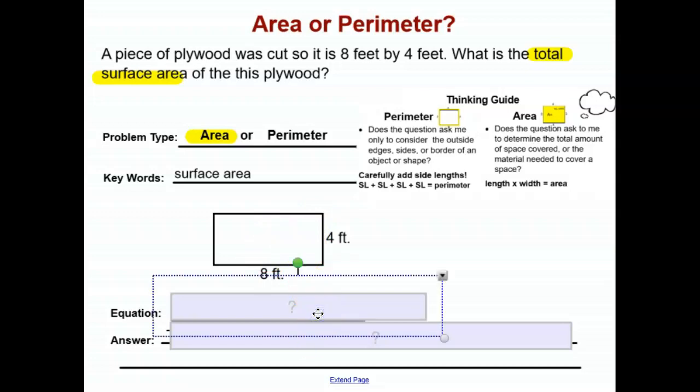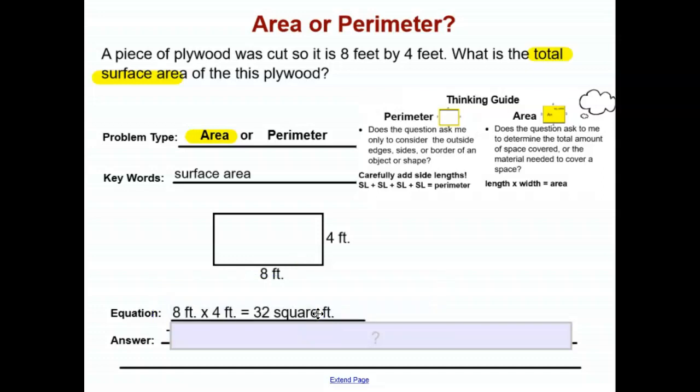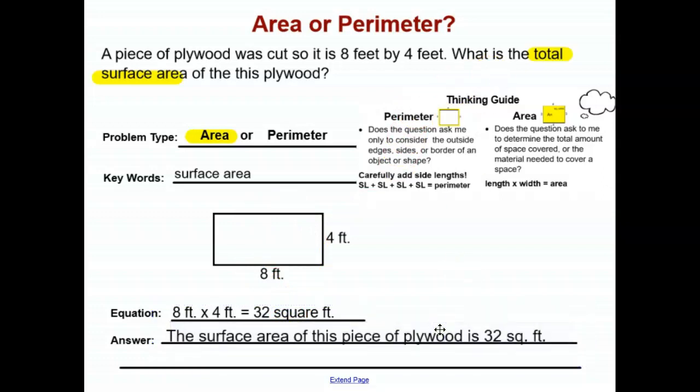Yes, your equation would be 8 feet times 4 feet, which tells me that the surface area of the plywood is 32 square feet. So your complete sentence would be, well, you have to answer the exact question. Let's see what it would be. The surface area of this piece of plywood is 32 square feet.